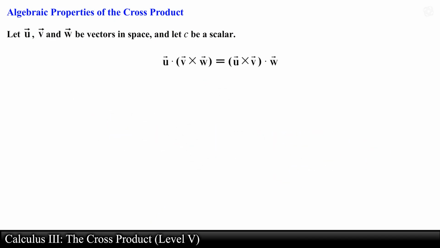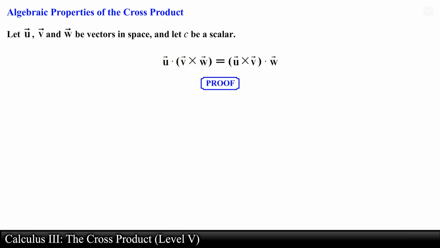The sixth property is vector u dotted with the cross product of vector v with vector w is equal to the cross product between vector u and vector v dotted with vector w. In other words, this represents an exchange of dot and cross product. The expression on the left-hand side of this property is also known as a scalar triple product, or triple scalar product. We will talk about this property in more detail in a later video.